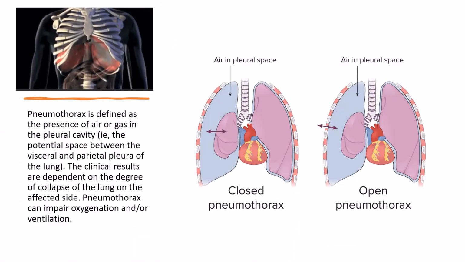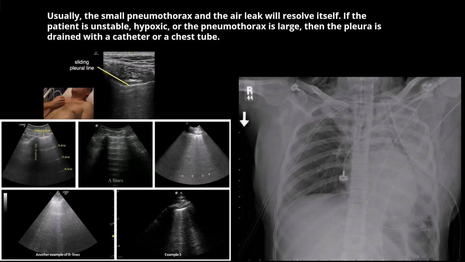Pneumothorax is defined as the presence of air or gas in the pleural cavity. The clinical results are dependent on the degree of the collapse of the lung. It is very difficult to see a small pneumothorax on a chest x-ray, and usually with a small pneumothorax, the air leak will resolve itself in a matter of time.